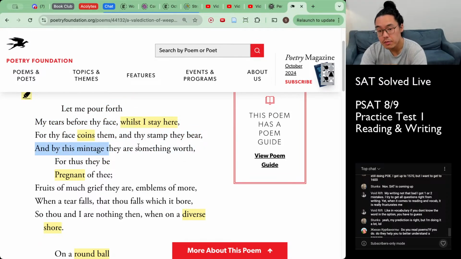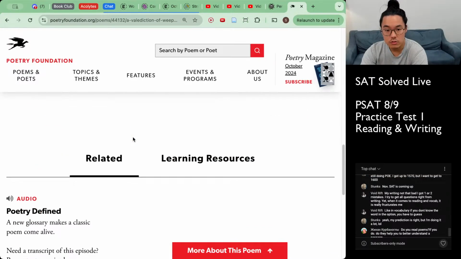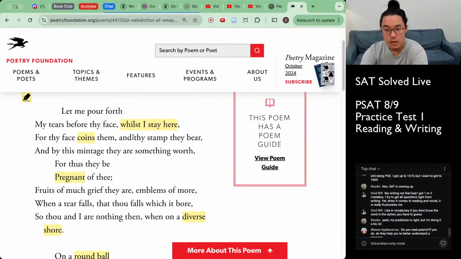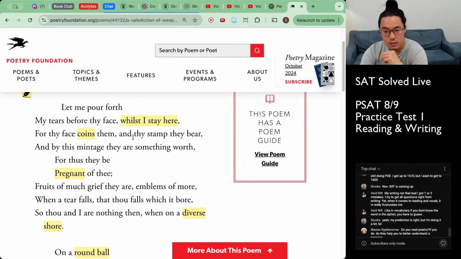They are worth something. But what is the weird thing about older poetry? This is probably written in the late 1700s, or maybe early 1800s. The weird thing is that they sometimes invert sentence order. In modern English, this clause would be "and they are worth something by this mintage." But here it says, "and by this mintage, they are something worth." They're doing this because they're trying to rhyme: "pour forth" and "something worth."